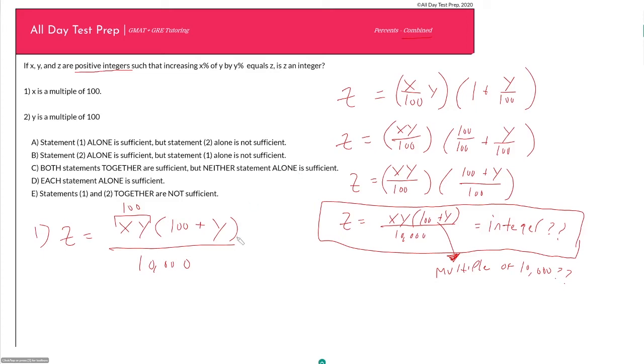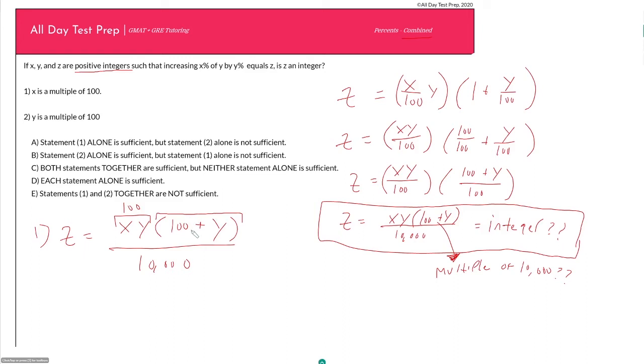But if x contains a 100, this whole term here, xy, must be a multiple of 100. And so now our question becomes really, do we have another 100 in this term here, our 100 plus y? But because we don't know anything about y, we can't say. So for example, y could be equal to 200, and then 100 plus 200 would be equal to 300. And in that case, we would get our other 100, and so we would have a multiple of 10,000 up here.